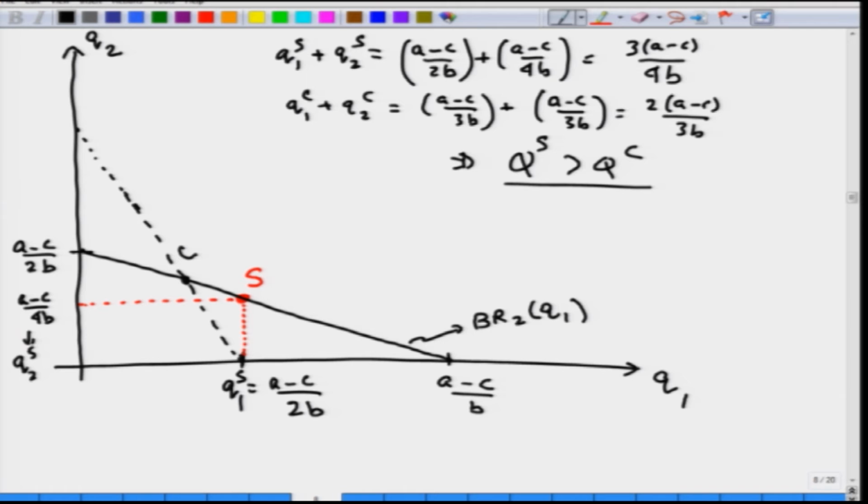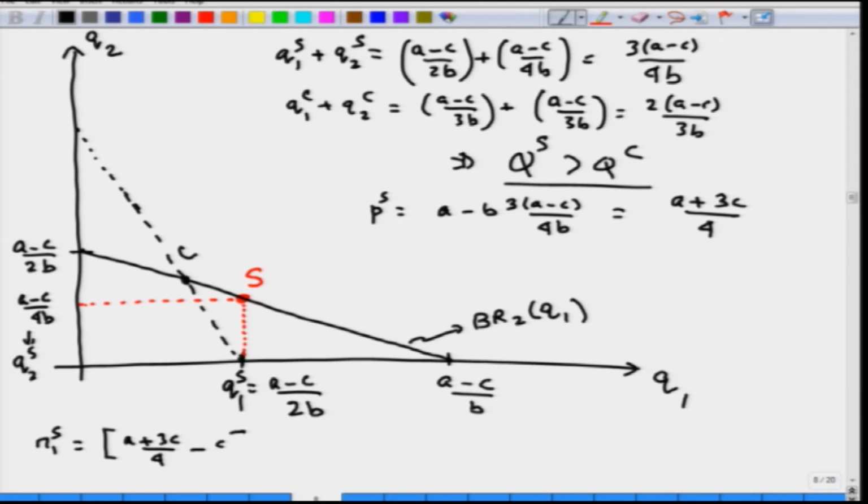So, finally, the price under the Stackelberg model is A minus B times the total output produced. So, that is A minus B times 3 times (A minus C) divided by 4B. Now, this simplifies to (A plus 3C) divided by 4. So, we can compute the profit of firm 1. The profit of firm 1 is the price, which is (A plus 3C) divided by 4, minus the marginal cost, which is C, times Q1S, which is (A minus C) divided by 2B, right.